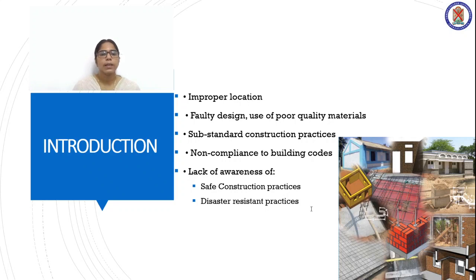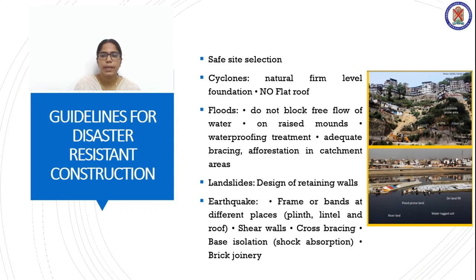The reasons for intensifying the impact of disaster are mainly the improper location of the building, faulty design, use of poor quality materials, substandard construction practices, non-compliance to building codes, and lack of awareness of safe construction practices and disaster resistant practices. We will see a few guidelines for disaster resistant construction.